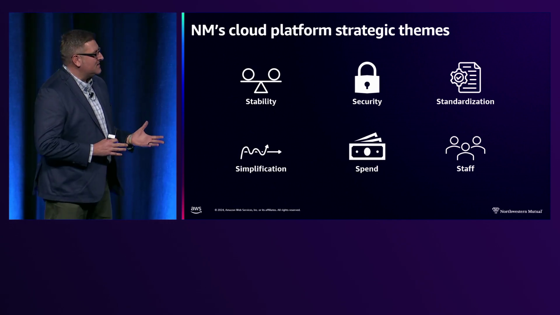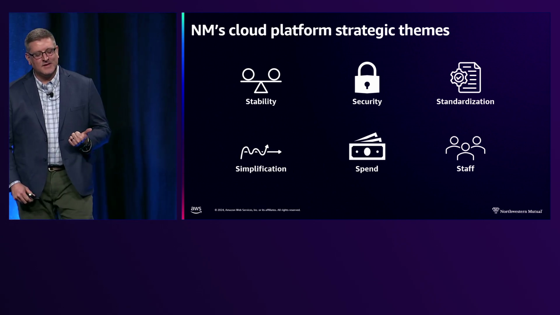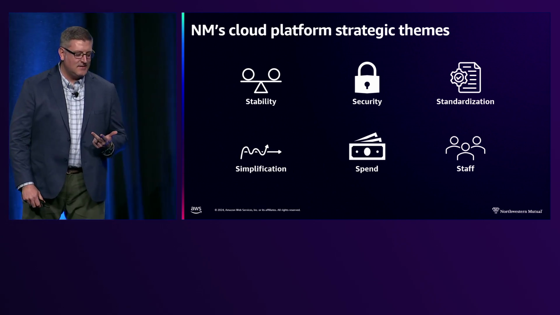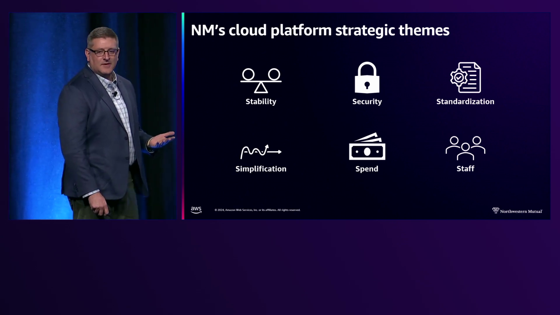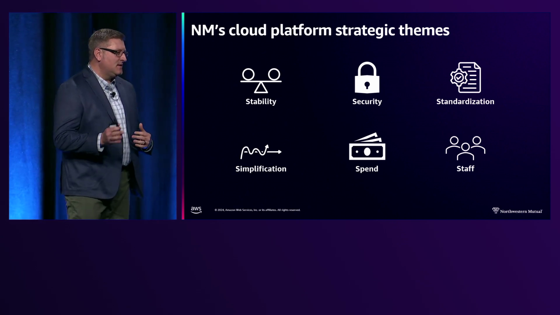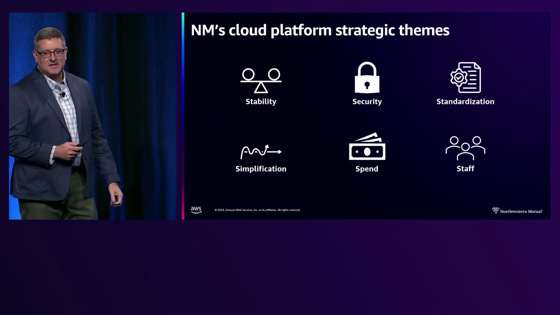Our cloud platform has these 6 strategic themes. We call them the 6 S's. So stability, security, standardization, simplification, spend, and what I think is the most important, our staffing. And we'll see as we talk about how EKS hybrid fits into every single one of these strategic themes that we have.